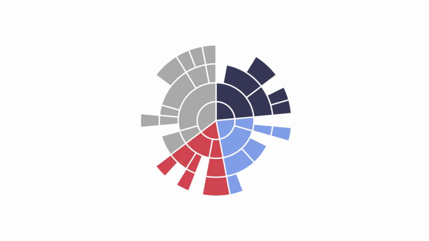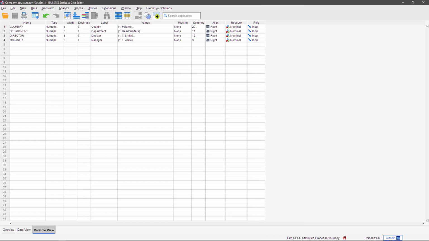Each level of the hierarchy is represented by a ring. The innermost circle represents the highest level in the hierarchy, and the subordinate rings radiate outward from the center.